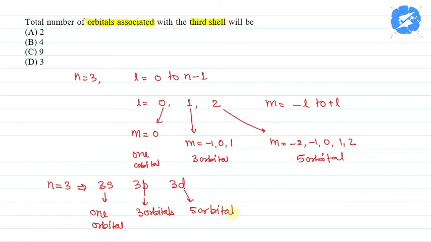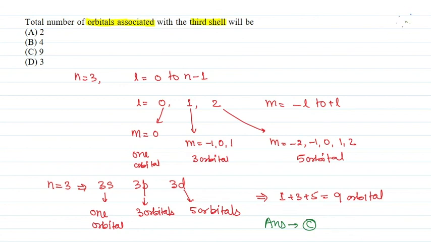So total orbitals in the third shell will be 1 plus 3 plus 5, that's equal to 9 orbitals in the third shell. So the correct answer for this question should be option C, which has mentioned 9 orbitals. The third shell will be associated with 9 orbitals. I hope you understood the explanation of this question.